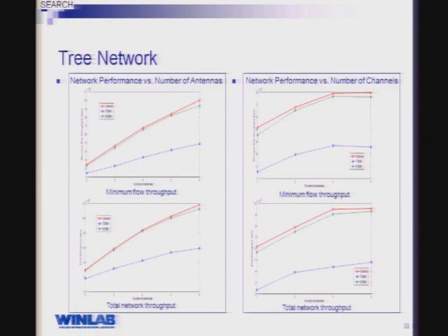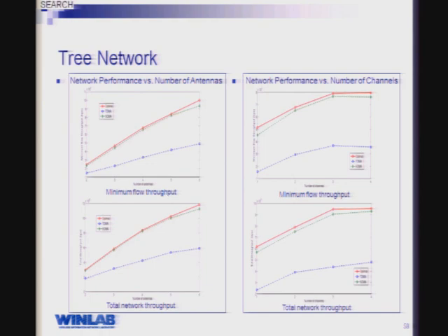And also we studied the network performance versus the number of channels, and we changed the number of channels from 1 to 4 because more than 4 channels will be abundant for this tree topology. And we present the minimum flow throughput and total network throughput in the right column figures.